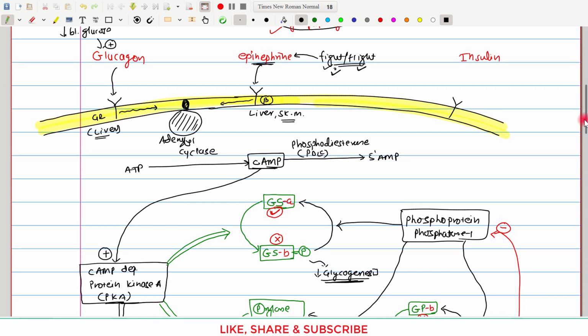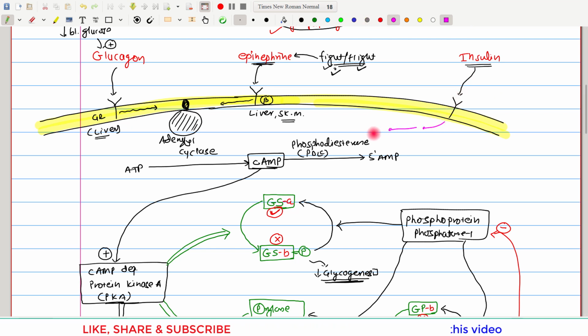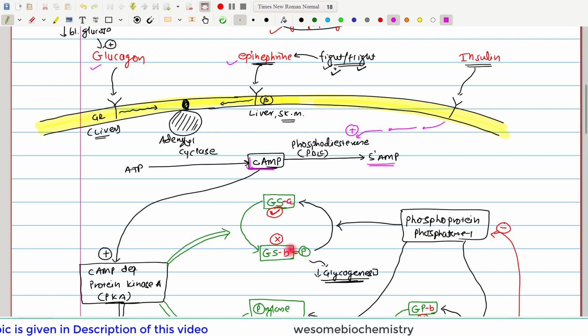Now, when we are discussing so much about glucose and glycogen, how can we forget insulin? Insulin binds with its insulin receptor, and it will lead to some sequence of events which ultimately stimulates the phosphodiesterase enzyme. By stimulating phosphodiesterase, what will happen? Cyclic AMP will be broken down to 5' adenosine monophosphate. So there will be a decrease in cyclic AMP. All the effects which are carried out by glucagon and epinephrine will get reversed.